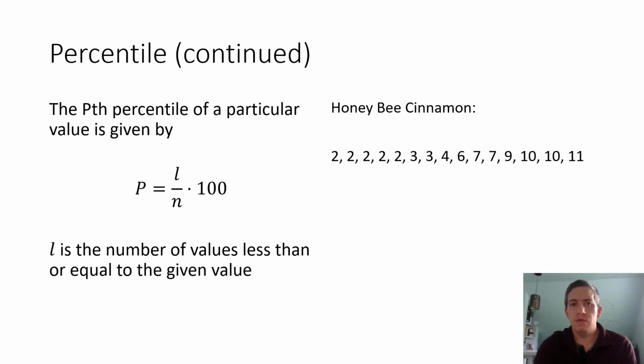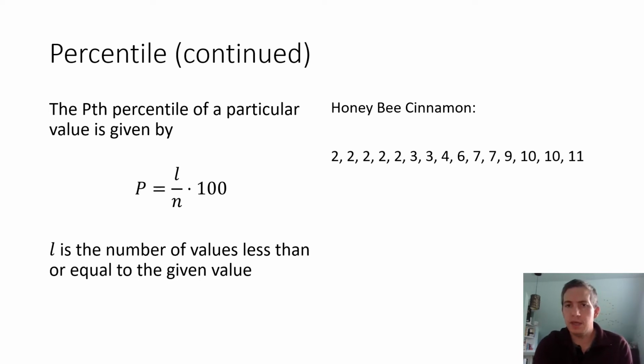If we want to figure out the percentile of a value, though, what we're going to do is take that value and find its location. L is the number of values less than or equal to that given value. And then we're going to plug it into this formula.